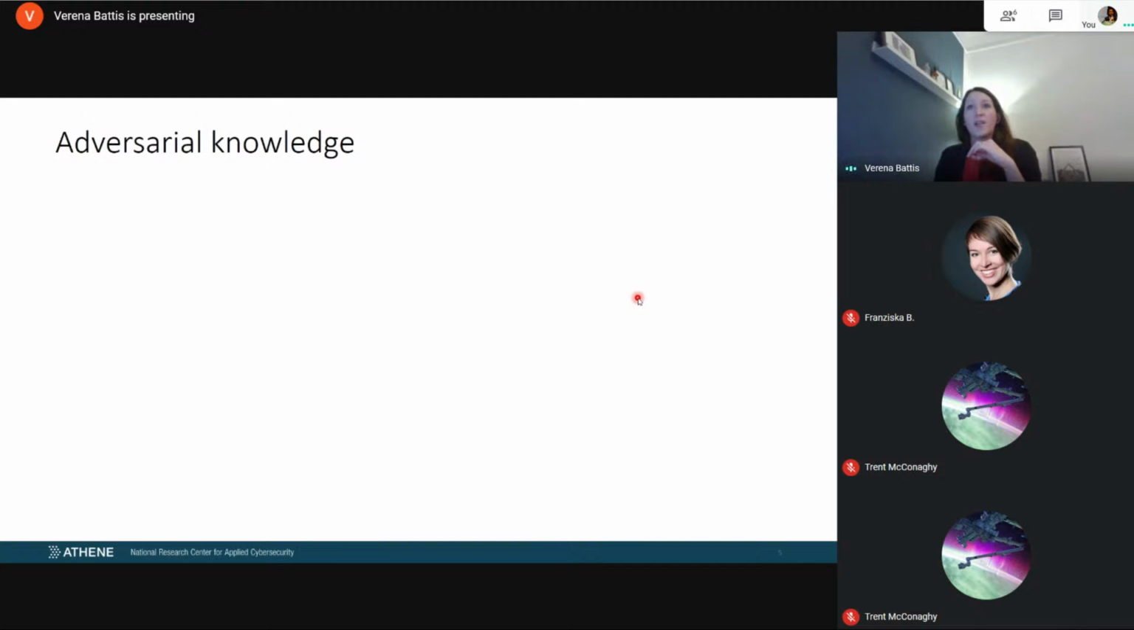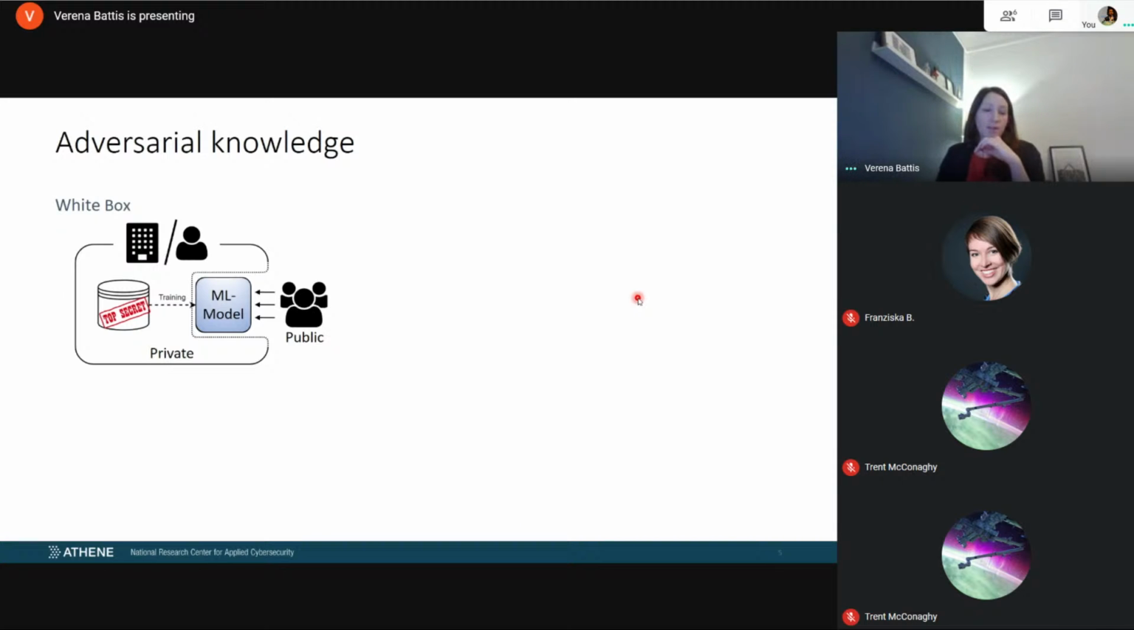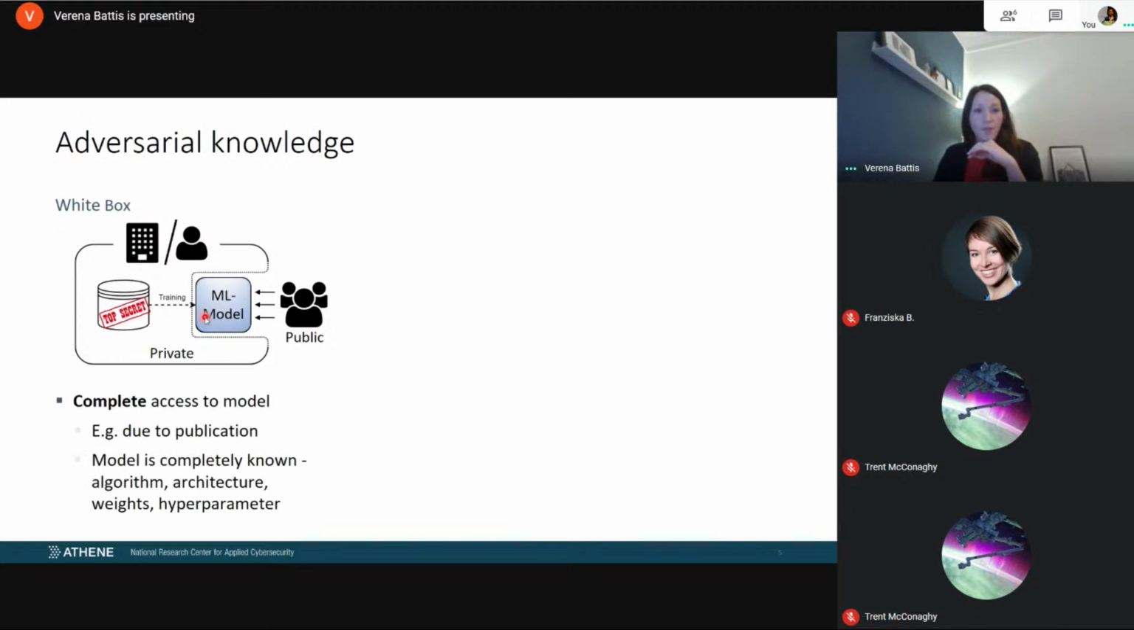Before we go any further, we have to define the different forms of knowledge an attacker might have. On one side of the spectrum, we have white box. So in a white box setting, you are a firm or a private person. You have some confidential private data, which is not allowed to get out of hand. So you keep it in your private environment. And based on this confidential data, you're training a machine learning model. But in contrast to the data, the model is allowed to go public, for instance, via publication. And since the general public is allowed to do whatever they want with the model, they have complete knowledge about the algorithm used, the architecture, the weights, the hyperparameters, you name it.